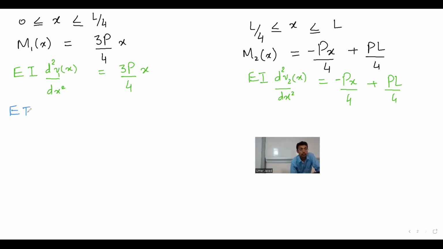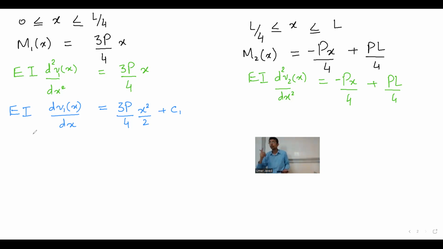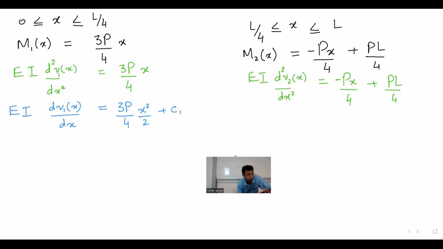So EI dV over dx is equal to 3P over 4 times x square over 2 plus C1, right? Because we have 1 or 2 students who are quickly solving it themselves, I just want to clear one more thing before you end up making a mistake. When you integrate the left chunk, you can use the constants, let's say C1 and C2. And when you integrate the right hand side, you can use separate constants C3 and C4. So if you are using the integration constants C1 and C2 there, don't use C1 and C2 there. Does this point click? Good. Okay, I did the right thing by stopping everyone.